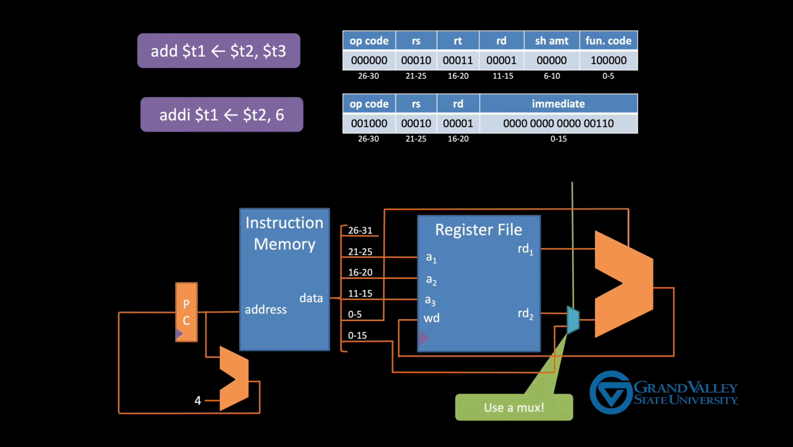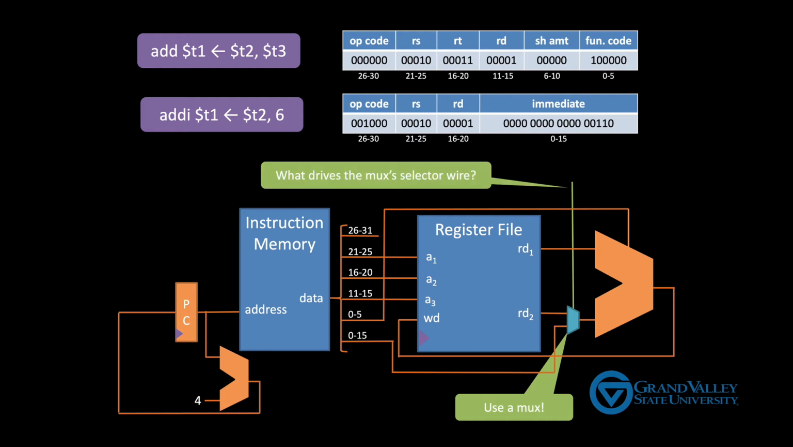Well, we use a MUX, which raises the next question. What determines the value on the MUX's selector wire? Or in other words, what tells us whether the ALU should be using a value from the register or whether it should be using an immediate value?